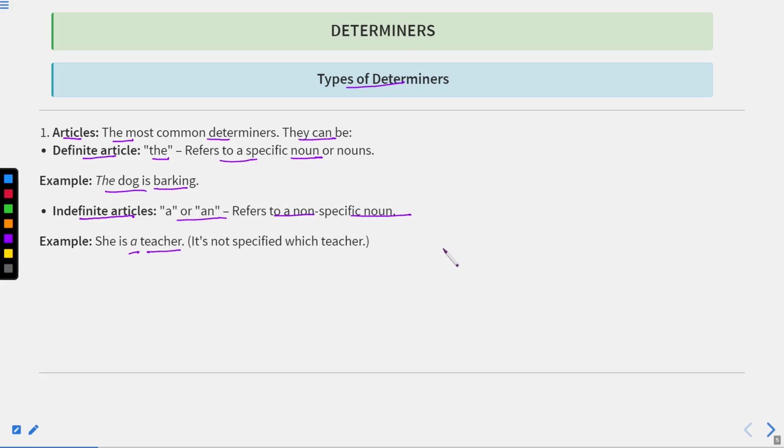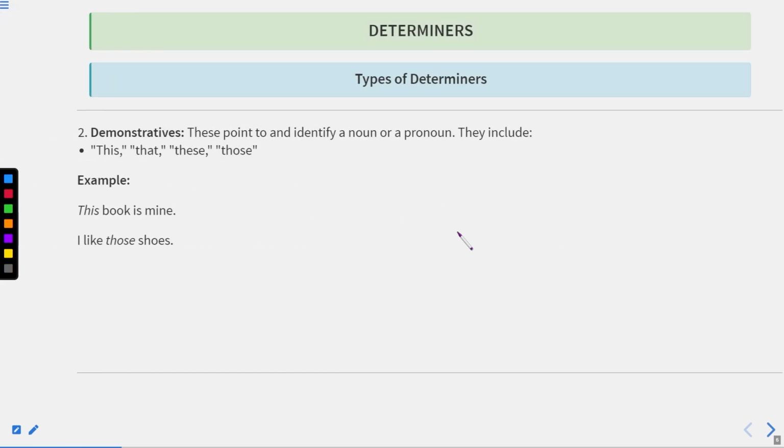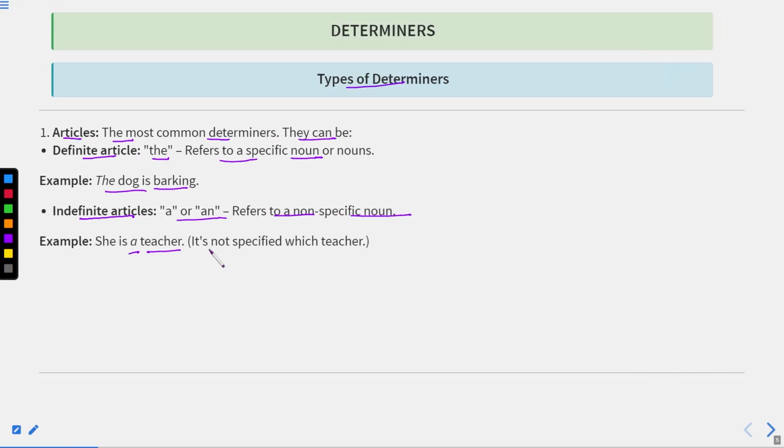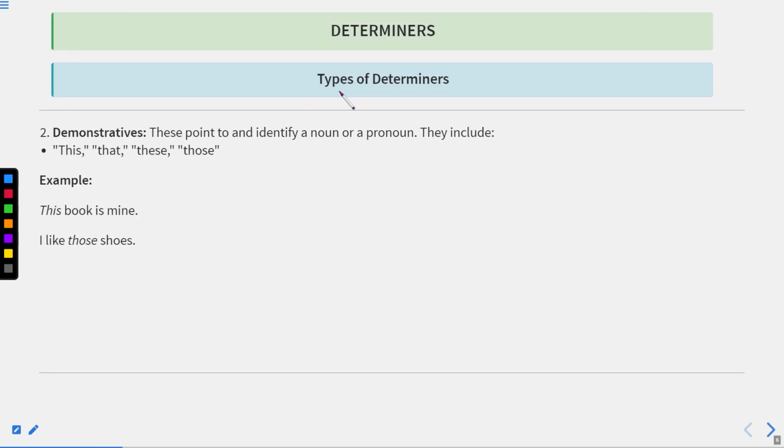This teacher is a noun which can be said for any, so I have used a before it. That has its particular structure. And what is the structure? Why do we use a or an before a noun? Why do we use the before a noun? That we will discuss in detail, but later on. Now let us move forward. Now here we have an example. It is not a specified one. Well, now let us move to another one, that is types of determiners, demonstratives.